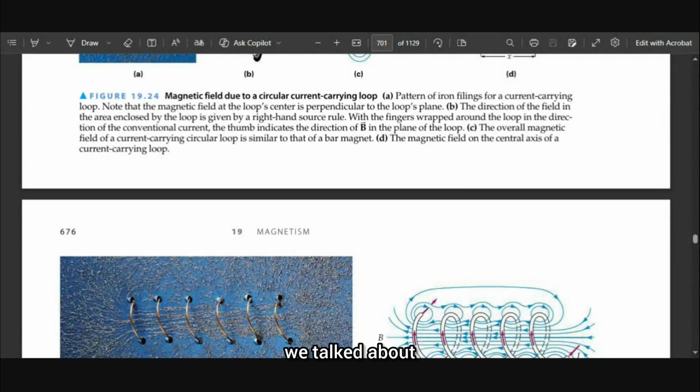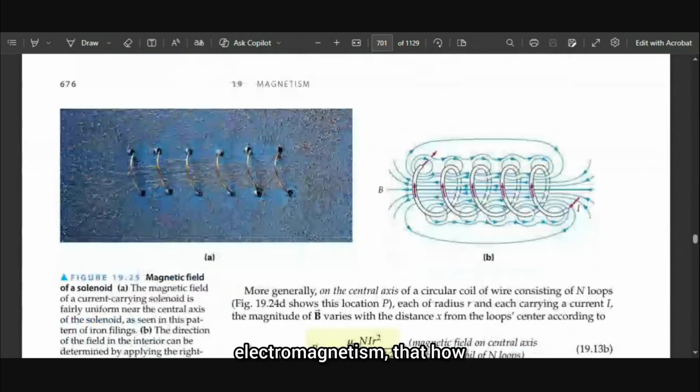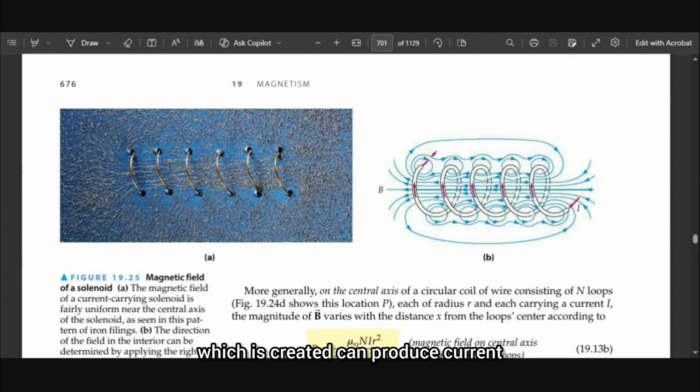So in the last class we talked about various configurations of current carrying wire which can show its effect of magnetic field around it. So in today's class we'll talk about some more of those examples, or we can say configurations. Apart from that, we'll see some practical application as well as electromagnetism, that is, how that magnetic field which is created can produce current.